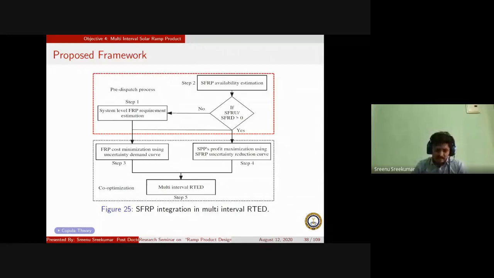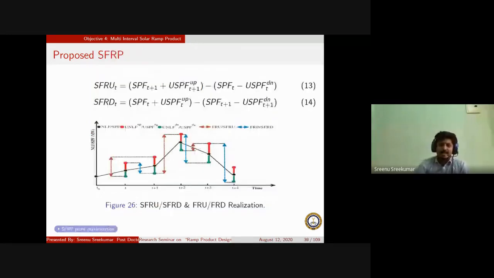And in co-optimization, 3 steps are there: FRP cost minimization, conventional FRP cost minimization and SPP's profit maximization, and multi-interval RTED. So this is the proposed SFRP design. Here also, compared to the existing renewable RAM product, both start and end time uncertainty is considered. So this is the proposed SFRP design.